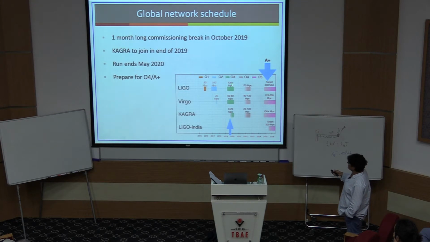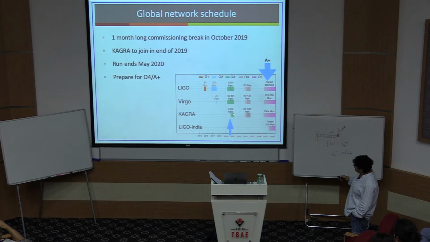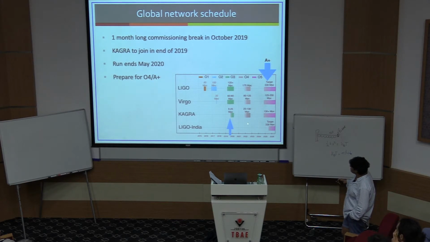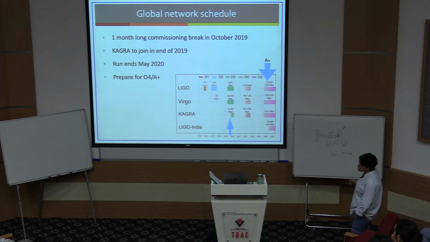So there's LIGO in observing round three and Virgo. You can see Virgo is roughly about half the sensitivity of LIGO. And the plan is for KAGRA, the Japanese project, to join us at the end of this year. And then we're preparing for observing round four, which will be in 2021. And then A+, which is this upgrade that's just been funded, not a major upgrade, it's actually an intermediate level upgrade. It will improve the sensitivity of the detector by about a factor of 2. And then LIGO India should join sometime in the 2025 timeframe.